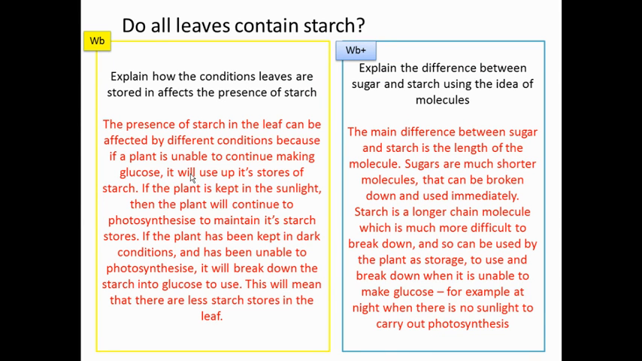So working towards, explain how the conditions leaves are stored in affects the presence of starch. So the presence of starch in the leaf can be affected by different conditions because if a plant is unable to continue making glucose by photosynthesis, okay, it will use up its stores of starch. If the plant is kept in the sunlight, then the plant will continue to photosynthesize and maintain its starch stores because it's using that glucose that it's making. If the plant has been kept in dark conditions, it's unable to photosynthesize, it's got no glucose, therefore it will break down the starch into glucose to use. This will mean that there are less starch stores in the leaf, okay?